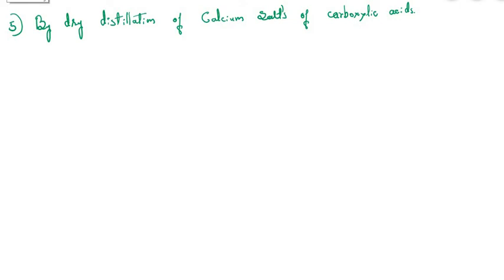The next method is, students, by dry distillation of calcium salts of carboxylic acids. Here we have to understand the typical representation of calcium salts of carboxylic acid. I'll be having one example here. Let me take it as HC double bond O and then followed by OH, plus calcium hydroxide. Calcium hydroxide is a dibasic base, so we have to write 2OH for that. So I will write here OH, and this is another OH here.